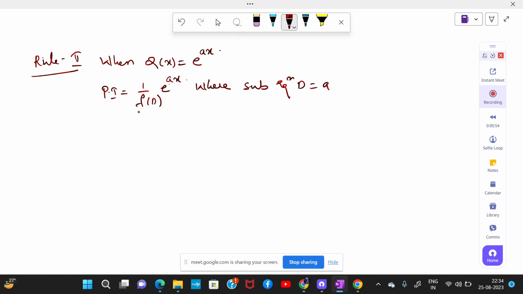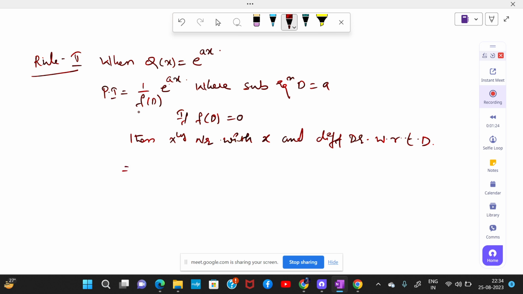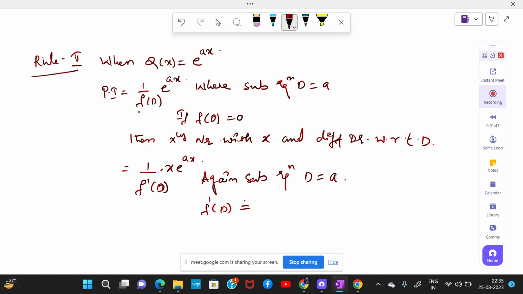If f of a becomes 0, then in that case you multiply the numerator with x and differentiate the denominator with respect to D. It is equal to x by f dash of D into e to the power of ax. Again you substitute D equals a, and you see that f dash of a also has to be not equal to 0.